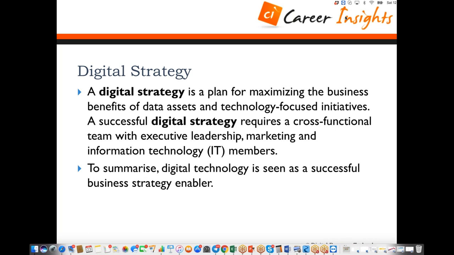All right. So a successful digital strategy requires a cross-functional team with executive leadership, marketing, and information technology members. So now, ladies and gentlemen, it's no longer just IT. It's the business, it's strategy, it's leadership, it's marketing, everything coming together. To summarize, digital technology is seen as a successful business strategy enabler. So any business in this world that has a strategy must consider using digital technology to enhance their strategy.